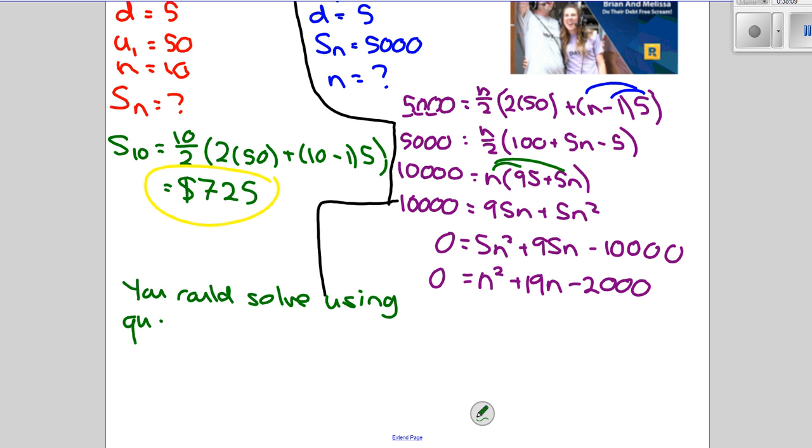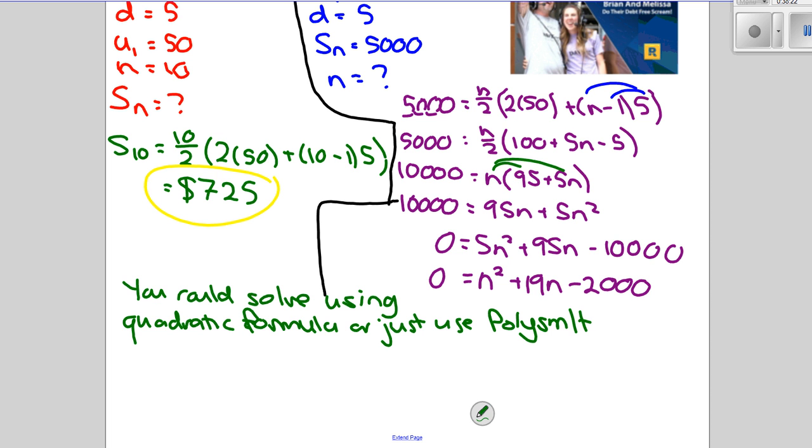Quadratic formula, or just use polysmart. And you get a positive and a negative answer. Unfortunately, I only recorded what the positive answer was. So does anyone have polysmart on the calculator? 36.2, yep. What was the other one that was negative? Negative 55.2. So which one would we reject? Yeah, the negative. I forgot to write the negative, didn't I? Very good. So we're going to reject the negative and accept the positive.